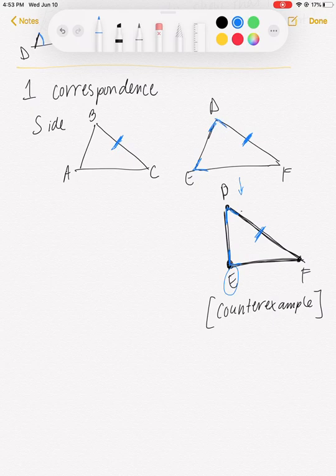EF has changed size as well. It used to be this long, now it's this long. Okay, because of those changes, I've completed a triangle, but have maintained the same side correspondence. And because of that counterexample, that means that one side correspondence is not enough to force the other 5 parts of the triangle, the other 2 sides and the other 3 angles, to stay the same. Okay? So the side correspondence is not enough.